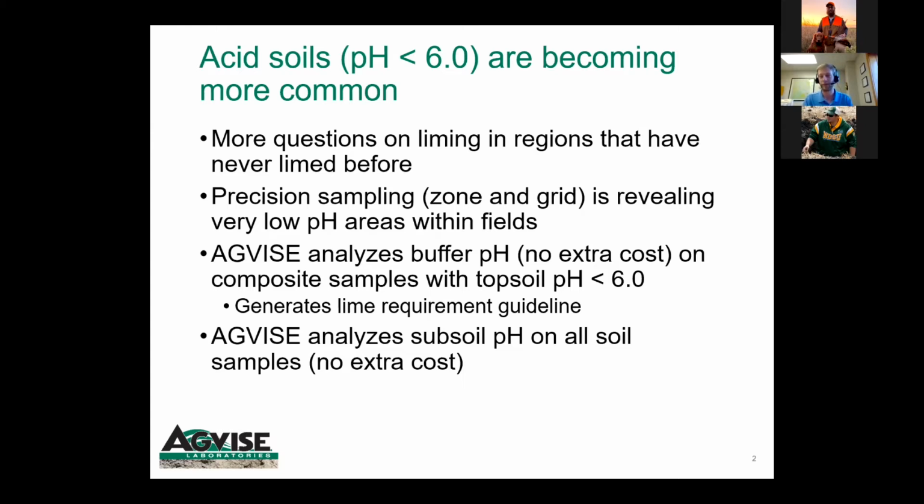Other things that have prompted questions. We analyze buffer pH, which is what is used to figure out lime requirement, at no cost on our composite soil samples if they have a topsoil pH less than 6. And so some producers have been seeing lime requirements on their soil test reports and wondering, well, what is this? So that has prompted further discussions, and we also analyze subsoil pH in all our soil samples. And so in addition to the topsoil pHs being acidic, we also see some more subsoils, this 6 to 24 inch depth, that are also acidic. So all these questions are pushing in this one direction of soil acidity.